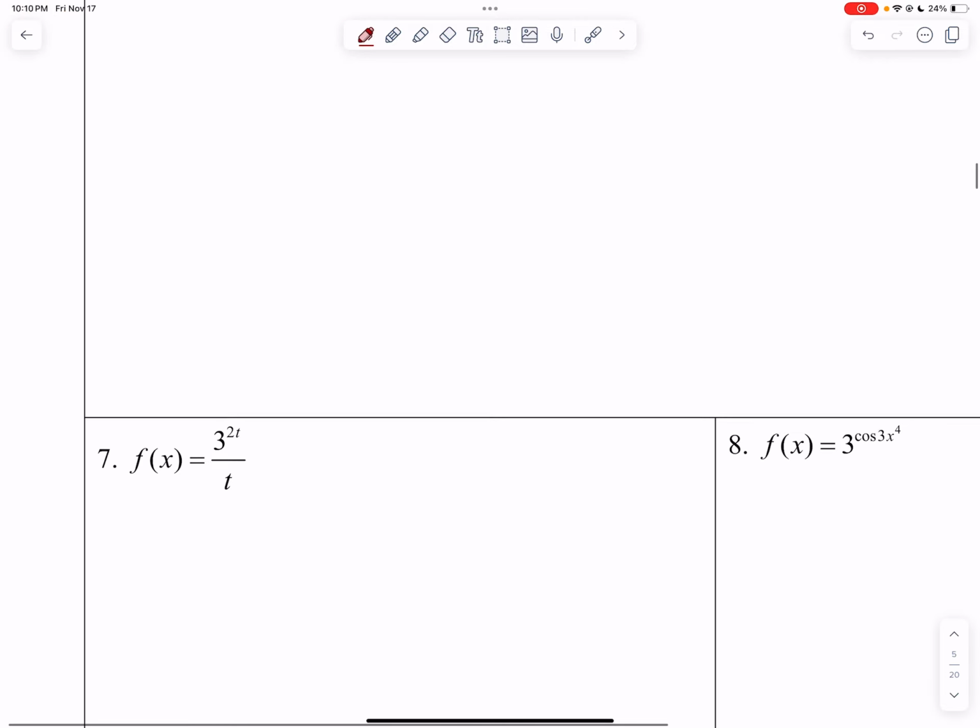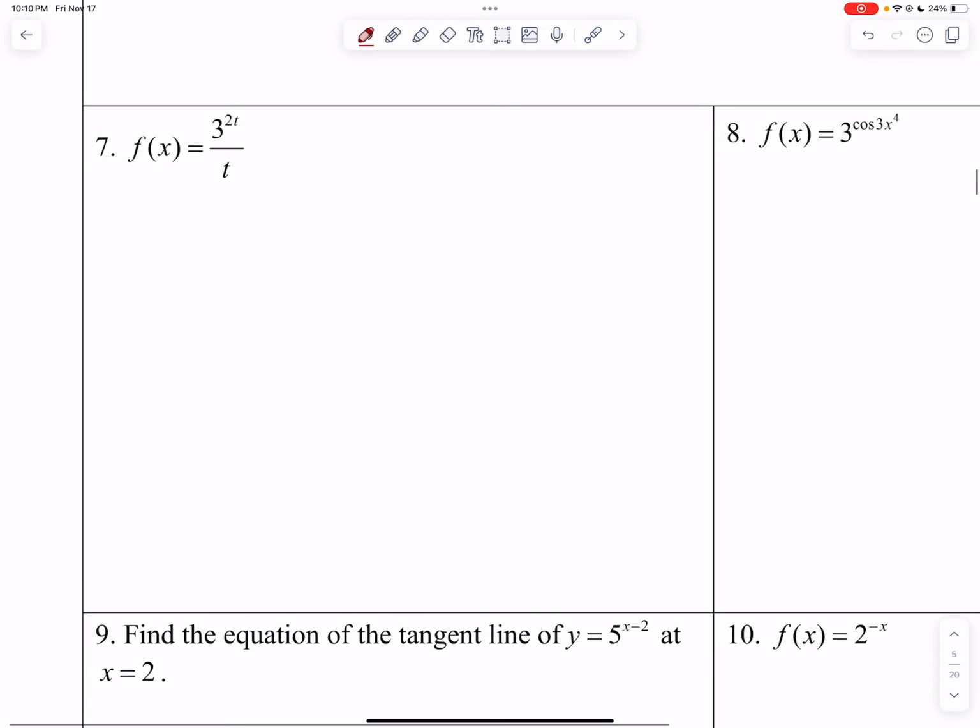I'm going to skip some of these to find out which one we could take the derivative of. So this one, we could take the derivative of this one. Now, it's important to note, we still need to use our properties of derivatives that we did back in Unit 2. In this case, this is the quotient rule.